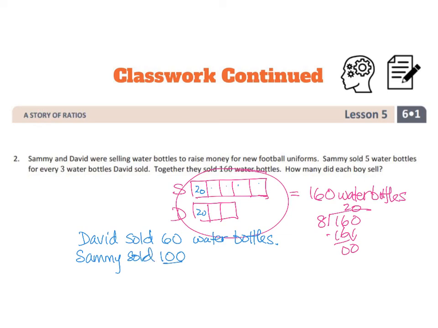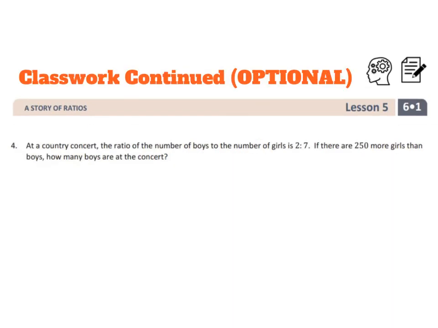sold 100 water bottles. And the good thing about that is I'm looking at it and you check your work. Together, they sold 160. So I'm looking here and I'm saying, okay, 100 plus 60 is 160. So then I broke it down, a ratio of 5 to 3, and I've got my 100 to my 60. It works out. We're on a roll. Okay. And the other item, let me get that out of the way.